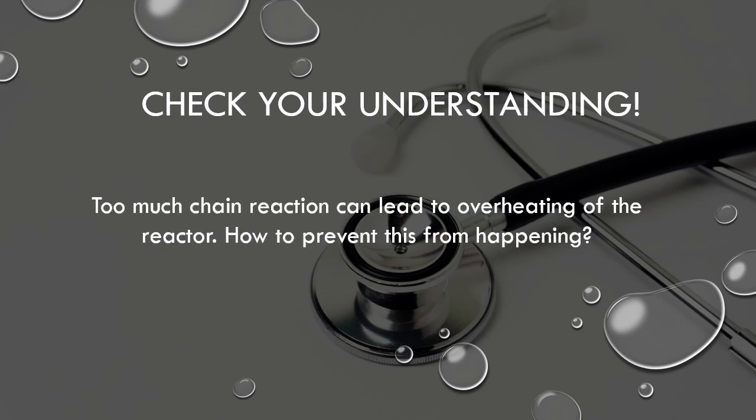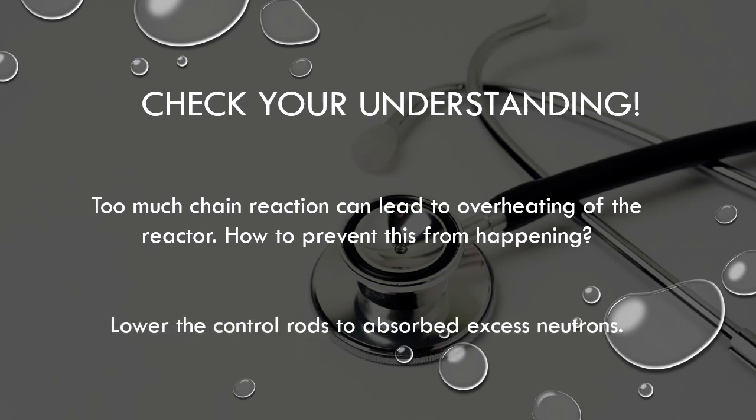Next, too much chain reaction can lead to overheating of the reactor. How to prevent this from happening? Does any one of you want to try? The answer is to lower the control rod to absorb excess neutrons.